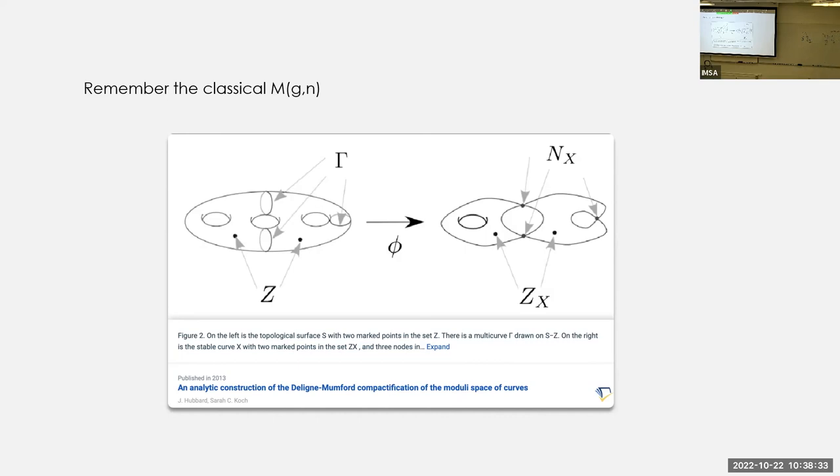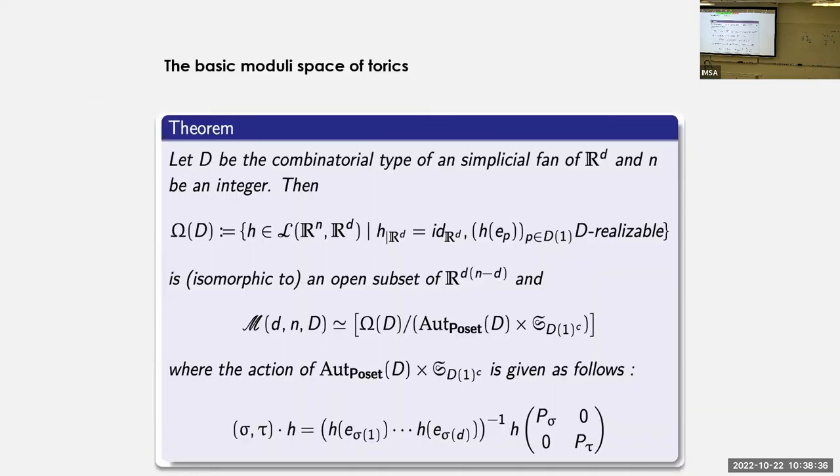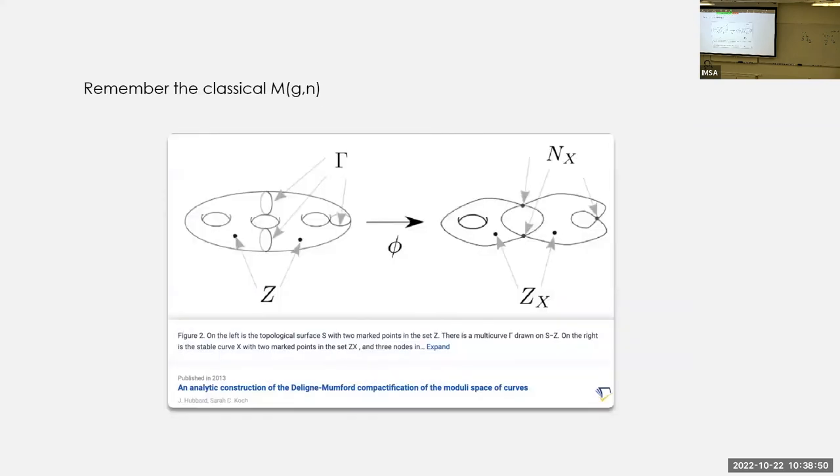And this is the previous one. G is D, and N is the dimension. So it's M_{D,N}. And now you get all these moduli spaces and you degenerate things, and you glue them, and you get the compactification. Well, let's do that.